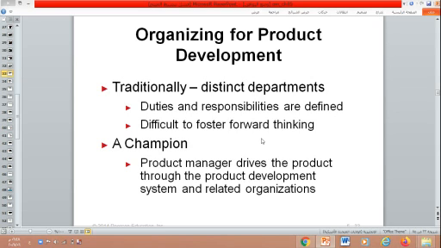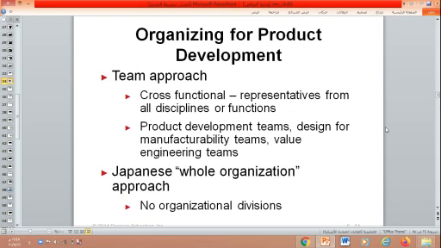The second approach of organizing for product development, champion. In this approach, the organizations assign a product manager who drives the product through the product development system and related organizations. The third approach of organizing for product development, the team approach.